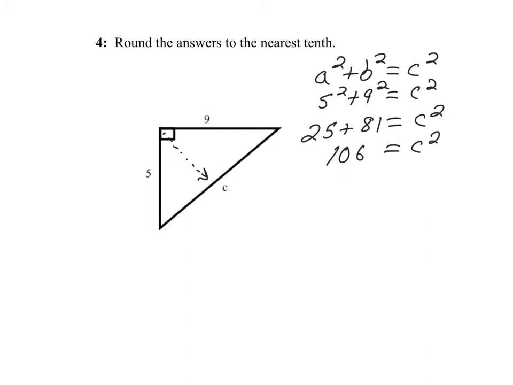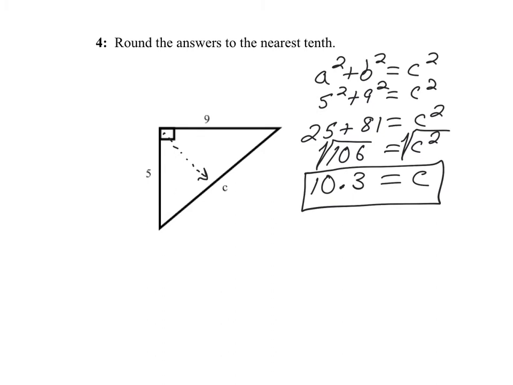Now, if I had you practicing memorizing your perfect squares, you will find that 10 times 10 is 100 and 11 times 11 is 121. And so 106 is not a perfect square, and so this is where we end up with a decimal. When I take the square root of both sides, obviously I get c over here. But then when I type in second function, x squared 106 equals, I get 10.29, and the 9 causes the 2 to round up. So that's what they mean by rounding to our nearest tenth.